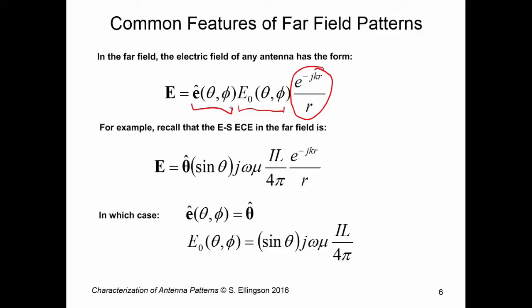So, for the electric current element that we've been talking about, here is the far field electric field expression. In this case, it's obvious that theta hat is E hat, and that E sub naught is this expression, sine theta j omega mu, the current moment, I times L divided by 4 pi.